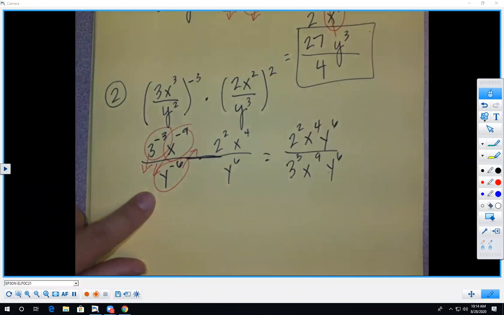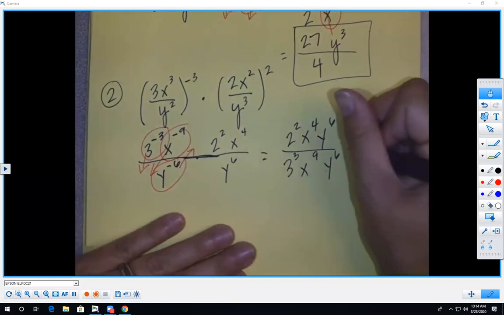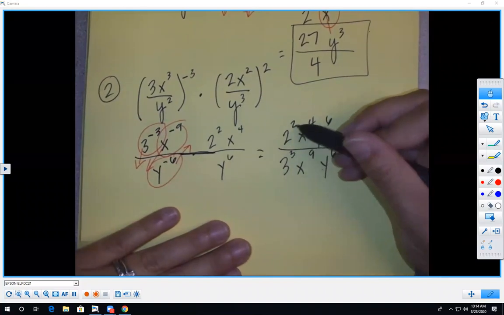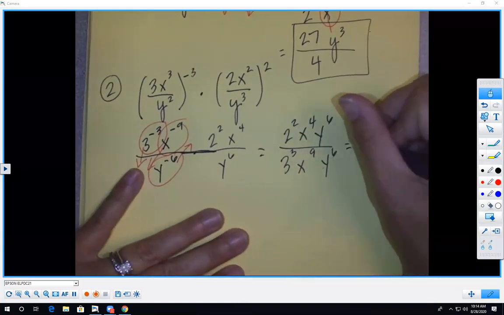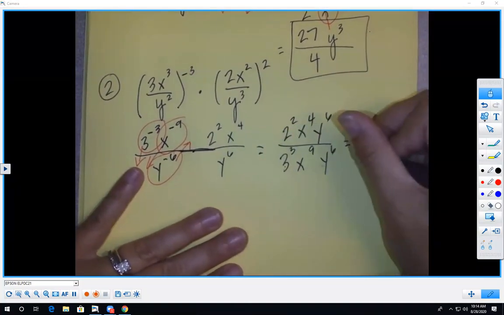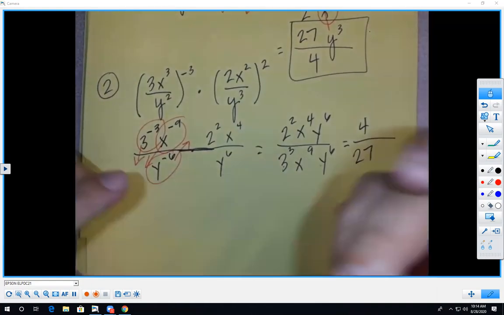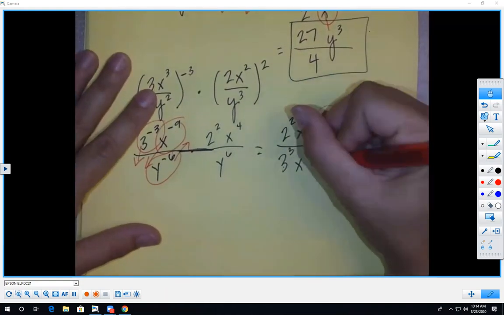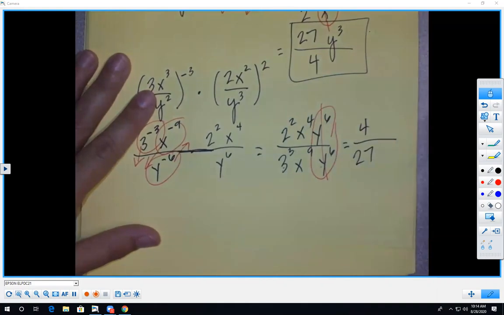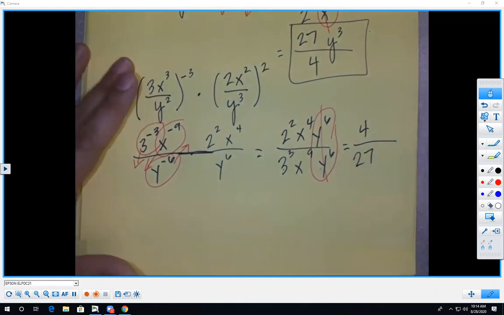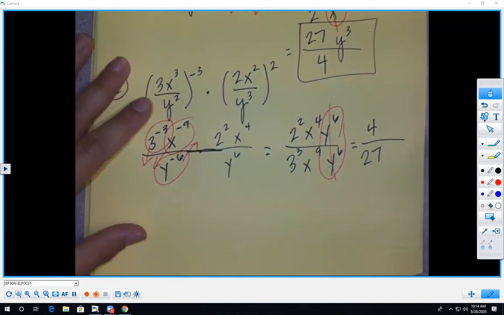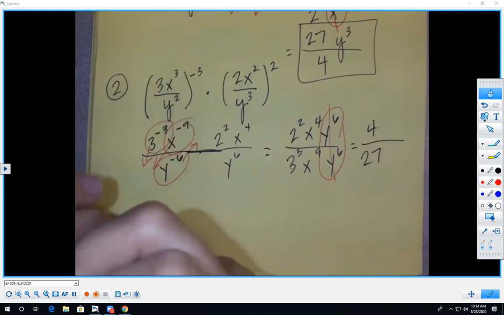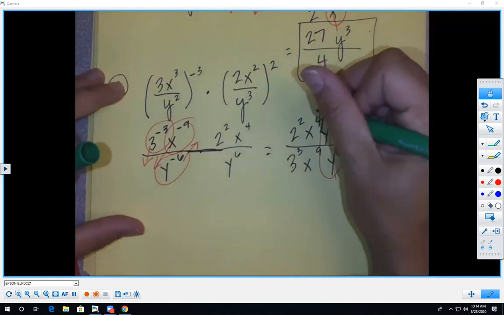And then from there, I'm going to simplify things. 2 to the second power is 4. On the bottom, 3 to the third power is 27. What happens to my y's here? They cancel out. If I subtract my exponents, I get 6 minus 6 is 0, which would just be like multiplying by 1. The x's, though, x to the 4th on top and x to the 9th on bottom.